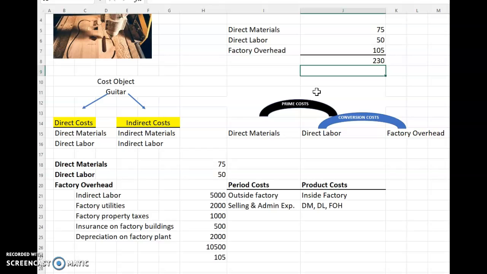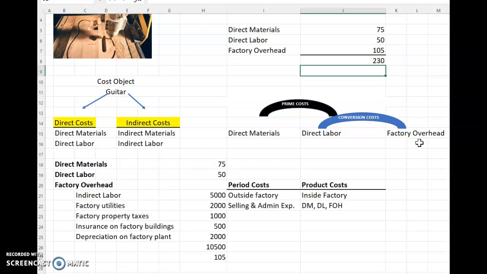All right, let's talk about some other ways for us to classify. Managers may talk about their costs in terms of prime and conversion. All that means is that direct material and direct labor are prime costs, and direct labor and factory overhead are conversion costs. So you may hear managers talk about prime costs or conversion costs. Let me say that again. Direct materials and direct labor if it's prime, and direct labor and factory overhead if it's conversion.